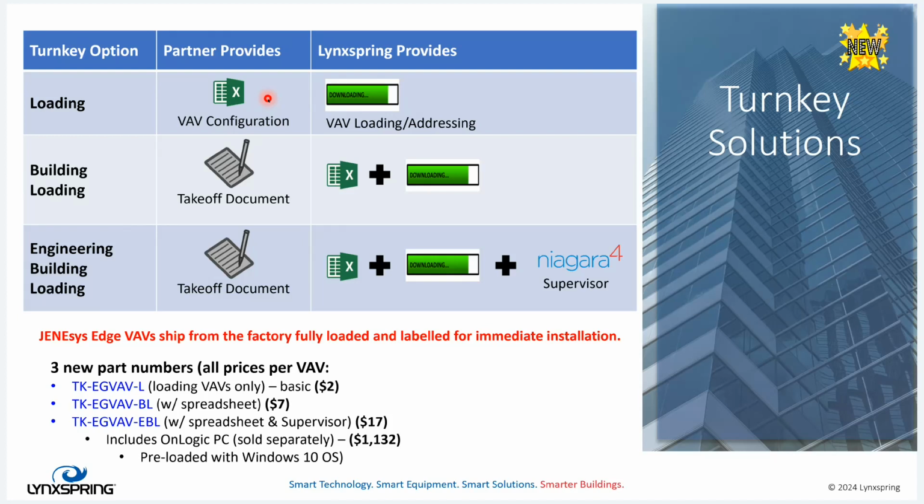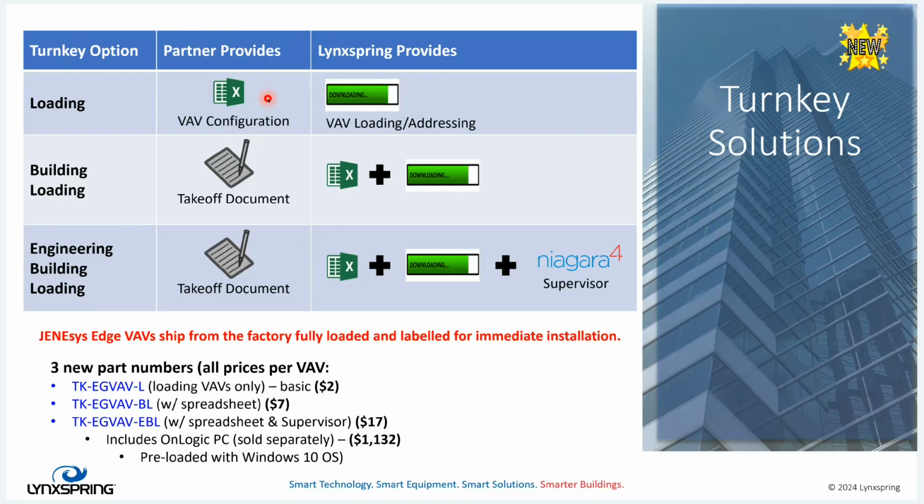And then lastly, we have the ultimate turnkey option. This adds an engineering element to it, where we will do everything as before. We'll build a spreadsheet from your takeoff document. We'll load all the devices, but now we're going to include a supervisor in it.